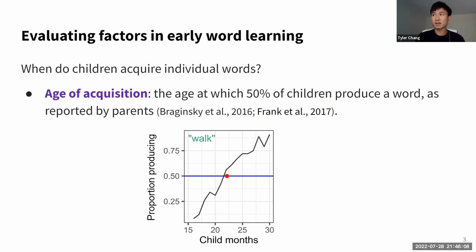Then, how do we evaluate factors in early word learning? One way we can do this is to consider when children acquire individual words. Previous work has looked at the age of acquisition of a word, the age at which 50% of children produce a word as reported by parents. In this example, during ages 15 to 30 months of age, children produce the word walk with different proportions, and we can fit a curve and get the 50% point and call that the age of acquisition of the word walk, around 20 to 25 months of age here.